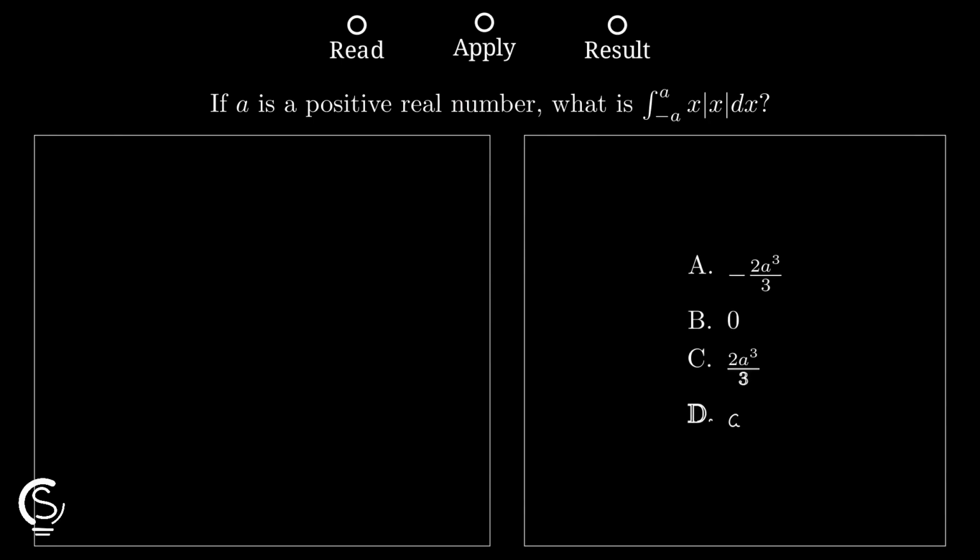First, look at the function x times the absolute value of x. Since negative x times its absolute value equals the negative of the original function, we know it is odd.